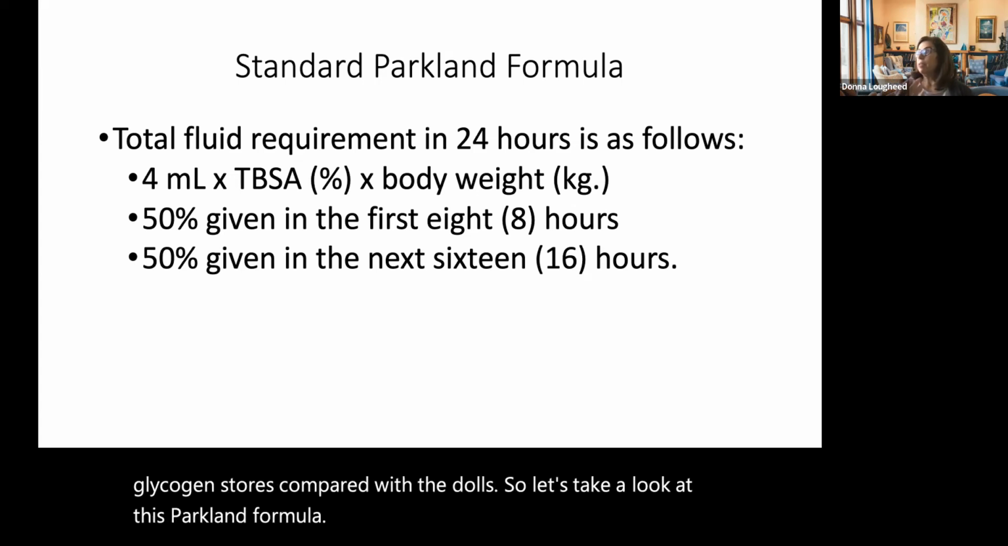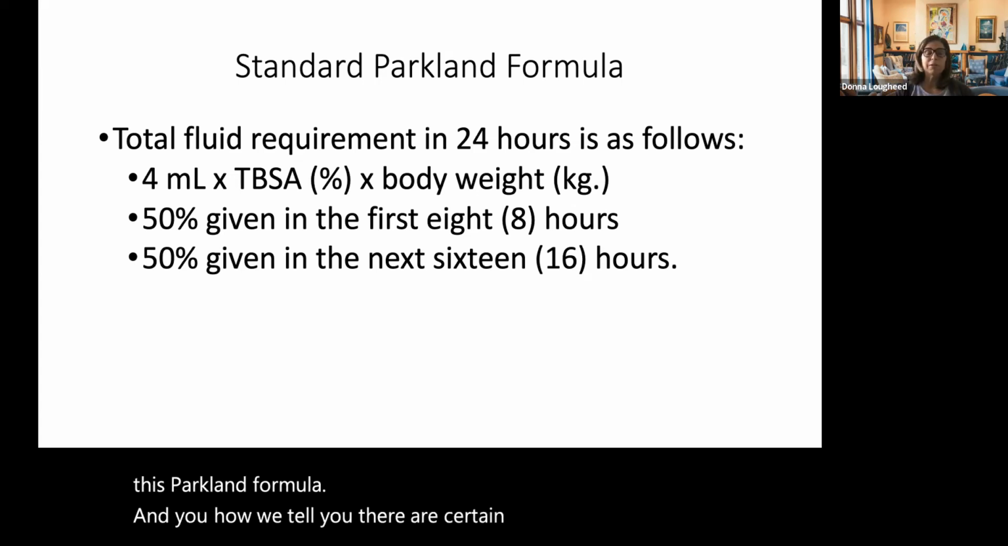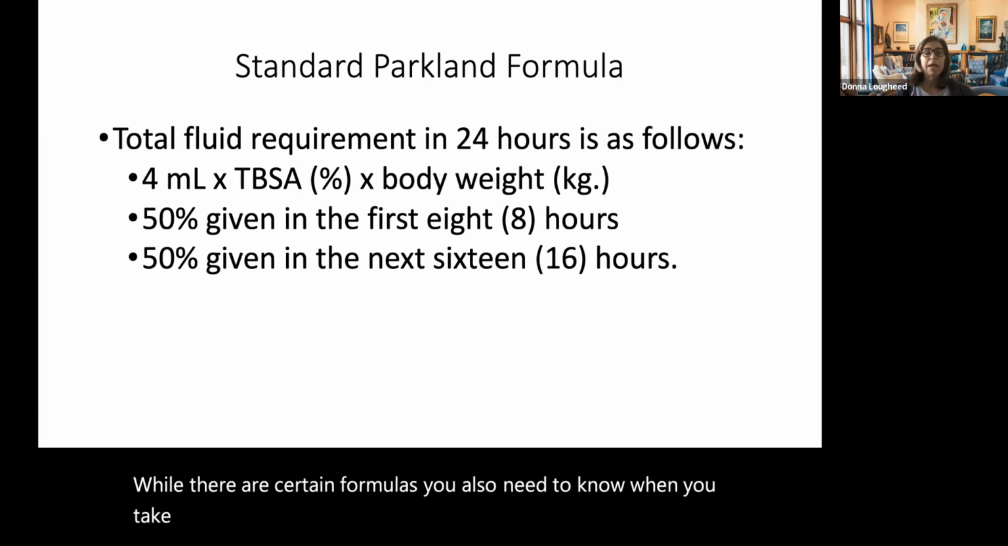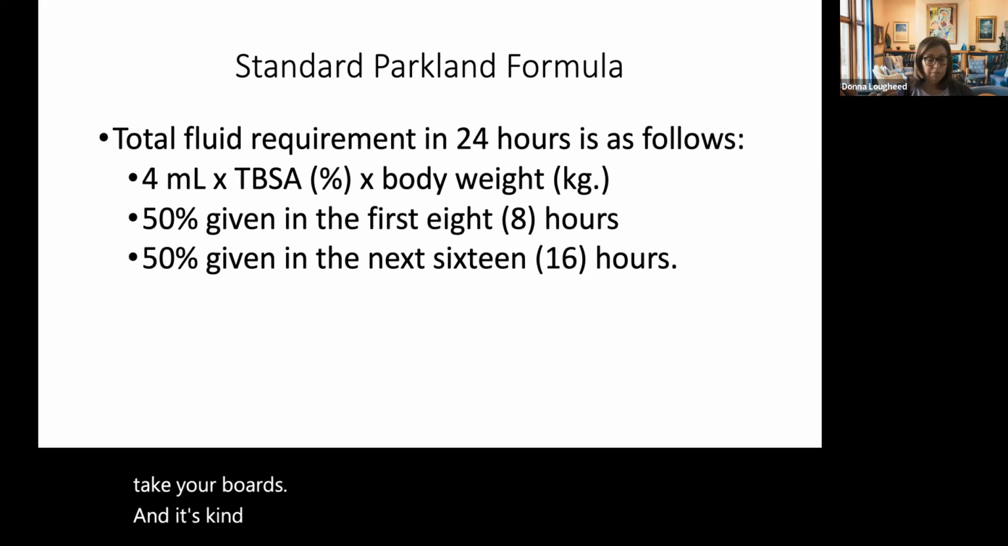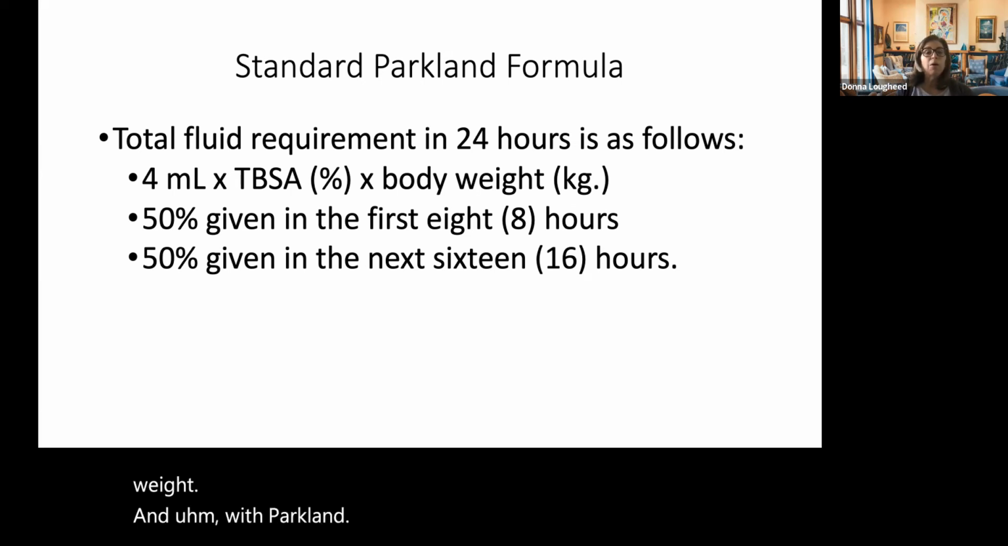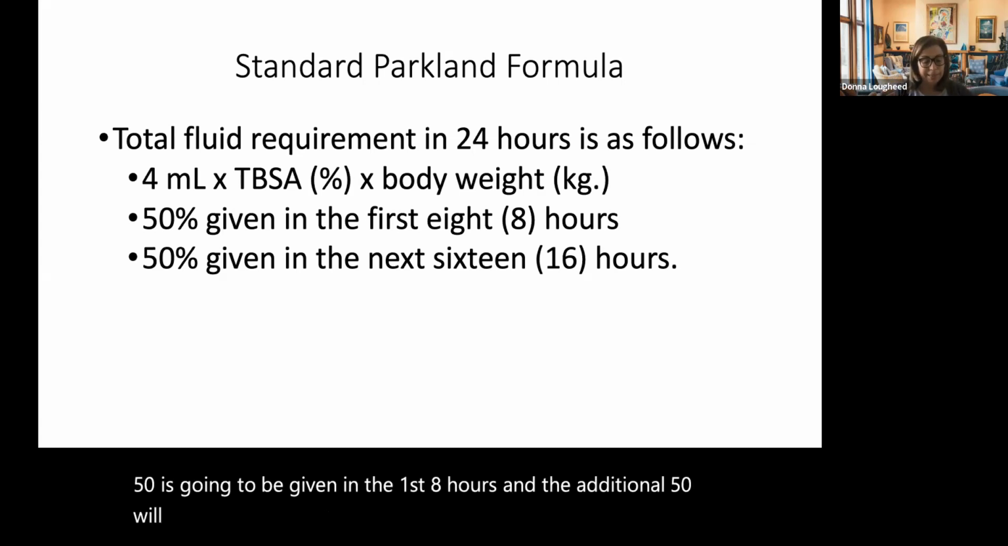And you know how we tell you there are certain labs you need to know? Well, there are certain formulas you also need to know when you take your boards. And it's kind of an easy formula: 4 milliliters of fluid times the total body surface area times the total body weight. And with Parkland, 50% is going to be given in the first 8 hours, and the additional 50% will be given in the next 16 hours.